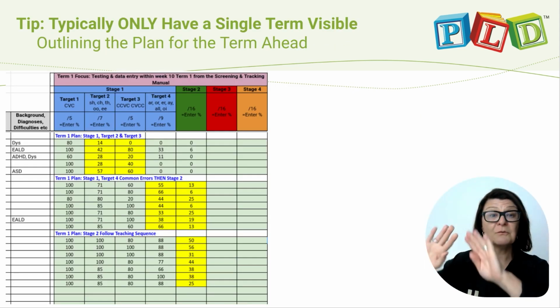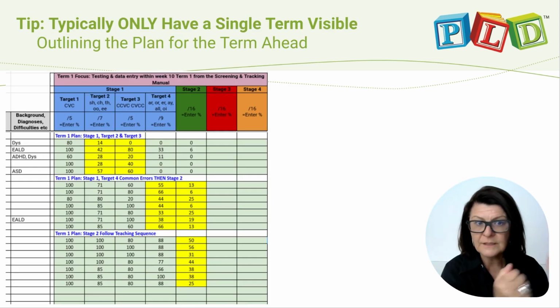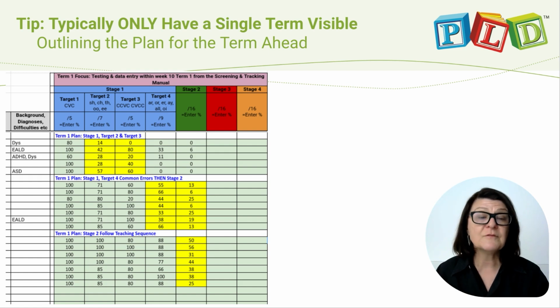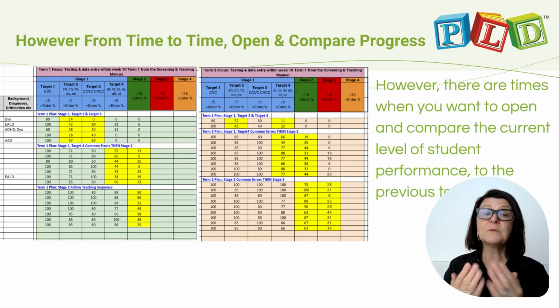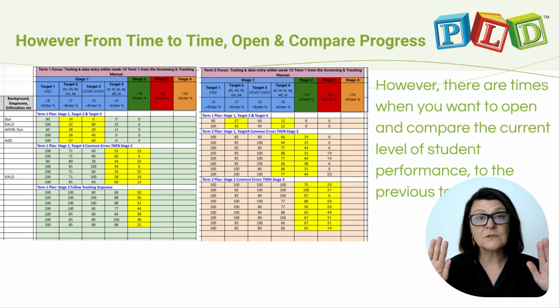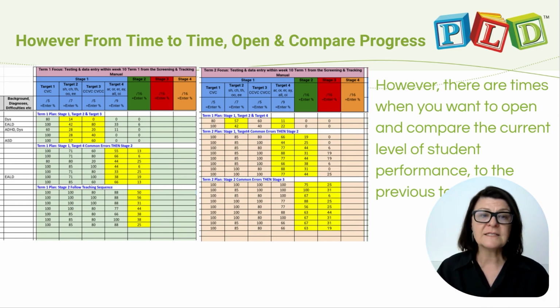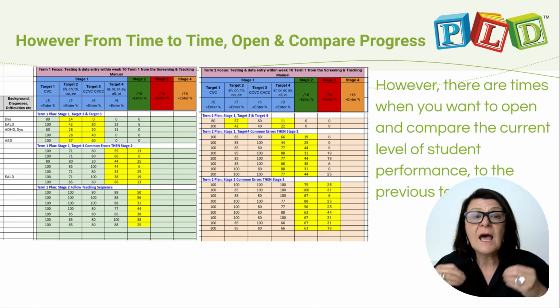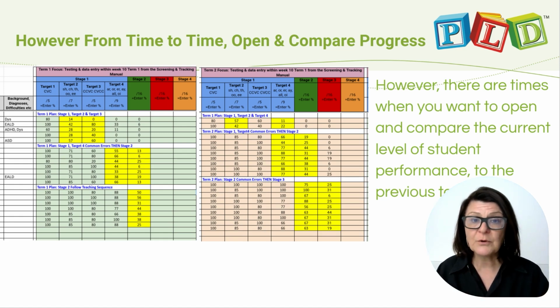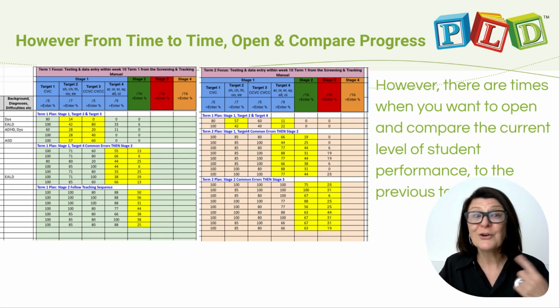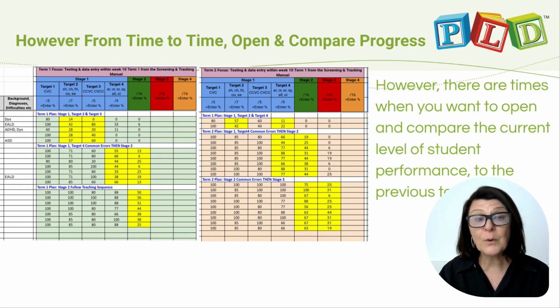If it's term 2, we're going to hide term 1 and hide term 3 and 4 and only have term 2 in view. In saying that, there will be times when you do need to open out your spreadsheets and compare. And if you are not finding that enough students are showing the gains that we'd expect with the PLD process, that requires contact with the PLD office and also to reflect upon your implementation of PLD.